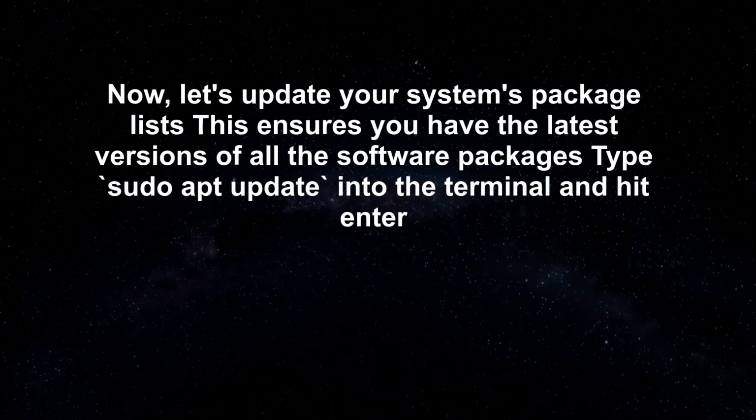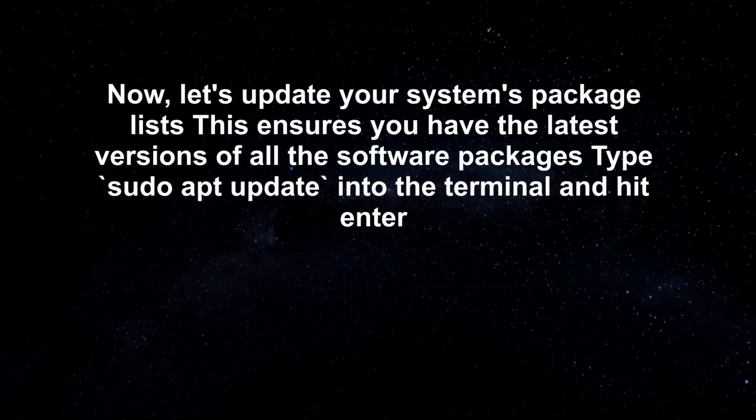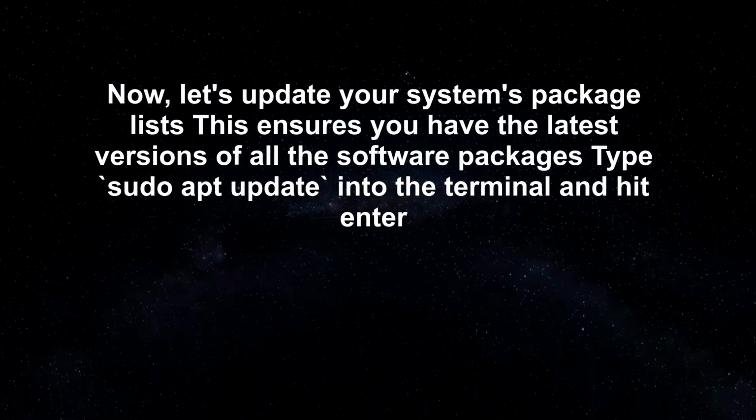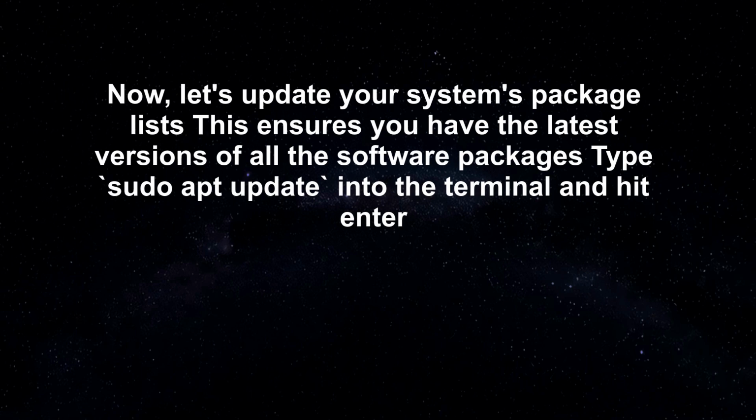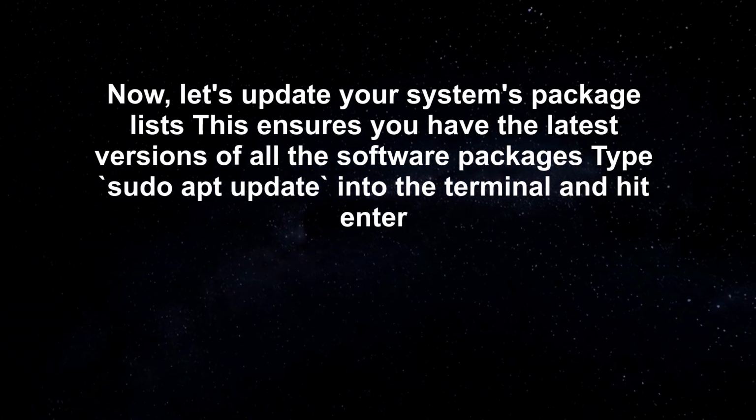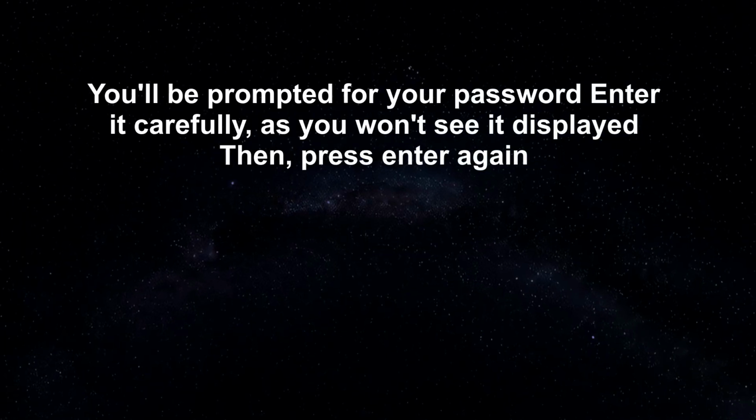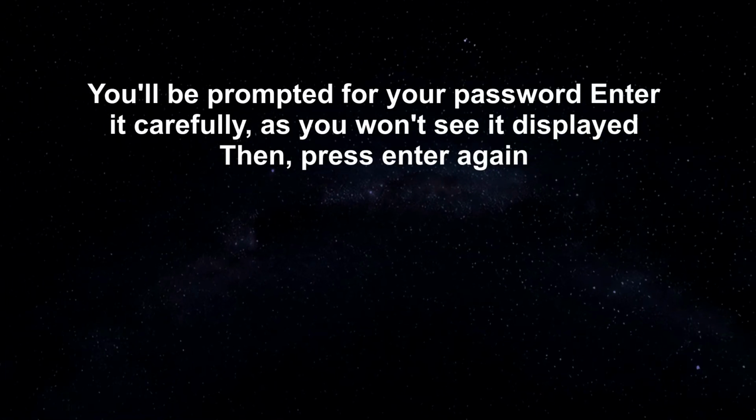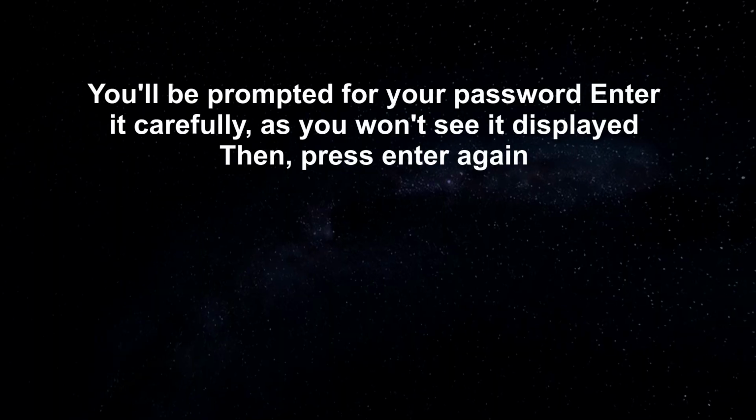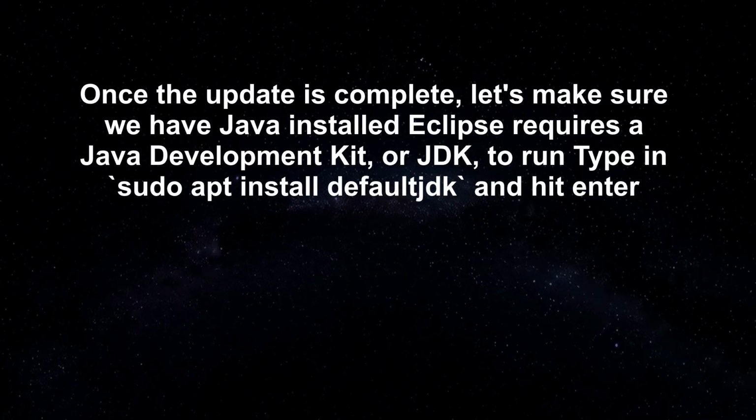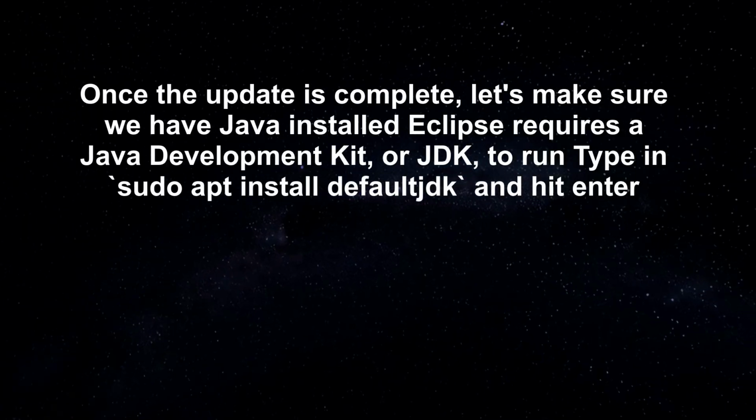Now, let's update your system's package list. This ensures you have the latest versions of all the software packages. Type sudo apt update into the terminal and hit enter. You'll be prompted for your password. Enter it carefully, as you won't see it displayed then. Press enter again.